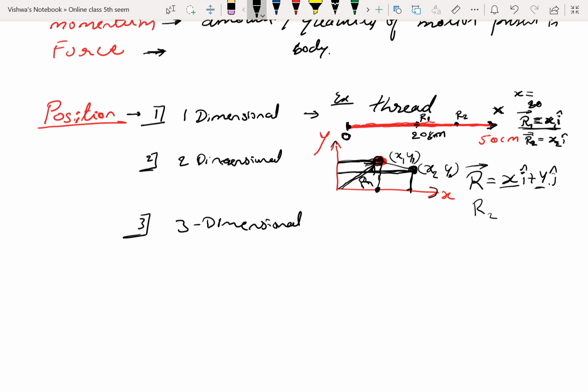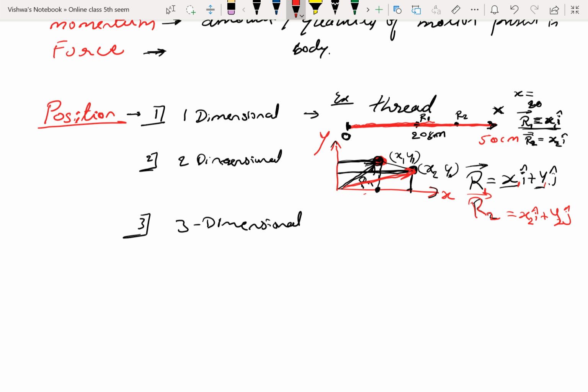Again the vector will change from here to here. For that r2 is represented as x2 i cap plus y2 j cap. So this is the first position, for that I will represent it by x1, y1, and this is the change of position in two-dimensional space, that is represented by the vector r2.